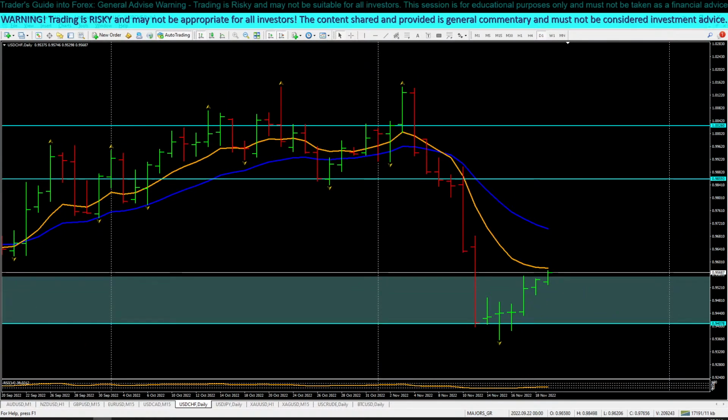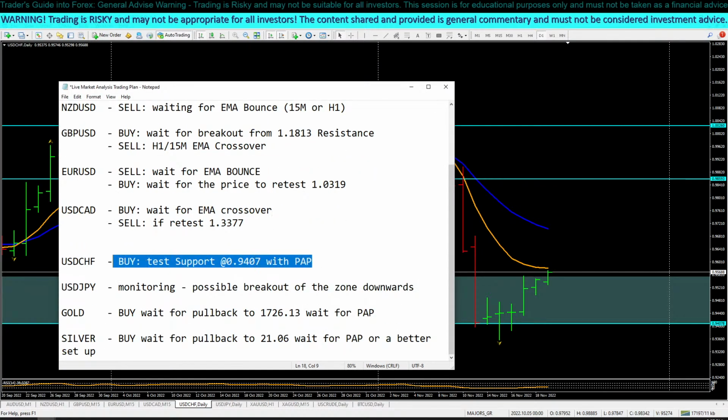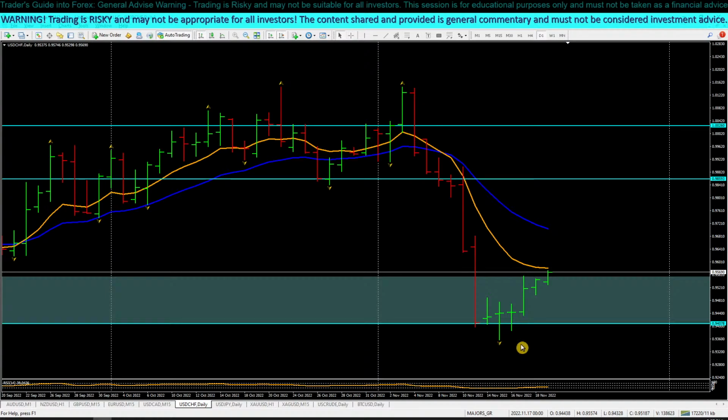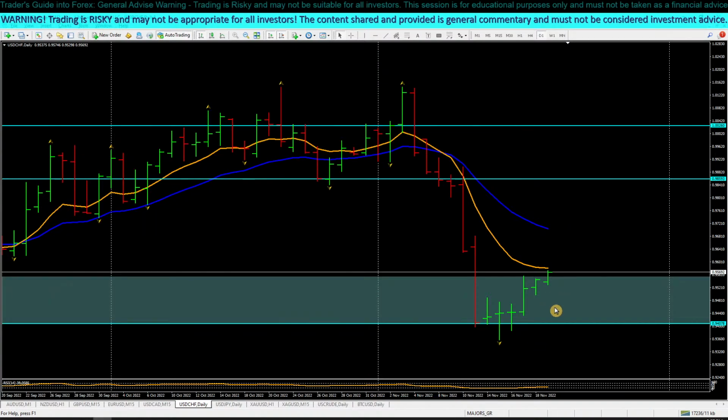So coming from here, naalala ko buy yung bias natin dito, buy from the support. Look at that, beautifully going in our favor. Yeah, that's the support. 94.07 is the price to be. Okay, so yeah, tapos na yan. Breakout na siya ng ating zone.